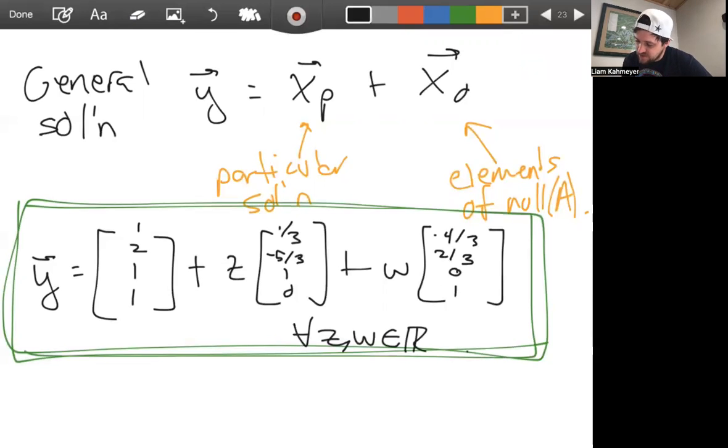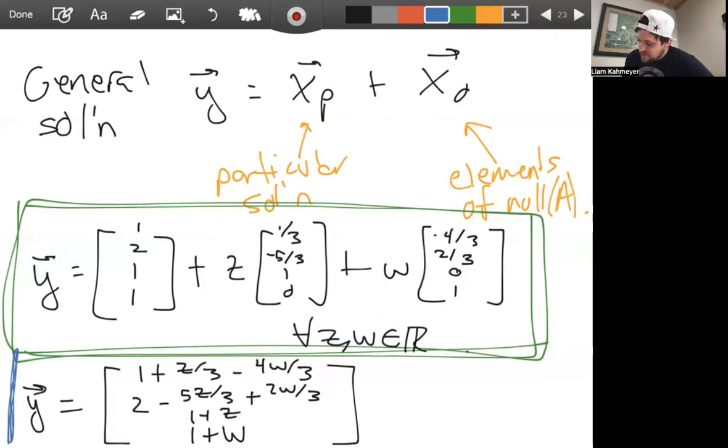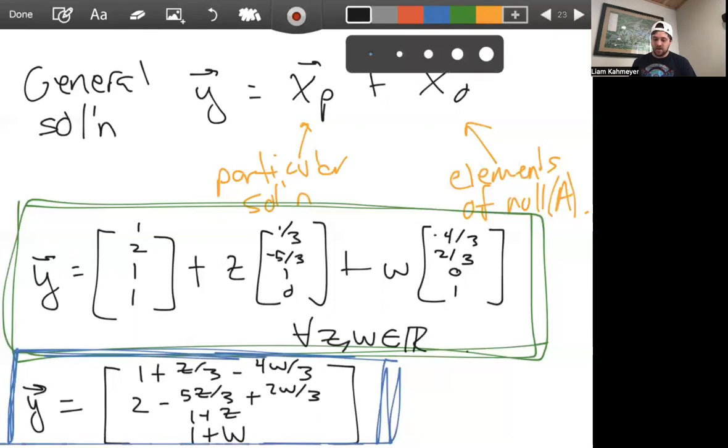So I guess if you'd like to see this written as one vector, then this would be 1 plus z over 3 minus 4w over 3, and then 2 minus 5z over 3 plus 2w over 3. And then it looks like we'll have 1 plus z and then 1 plus w, right? Maybe this is a more succinct and aesthetically pleasing answer. Okay, this would be your general solution to the system here.